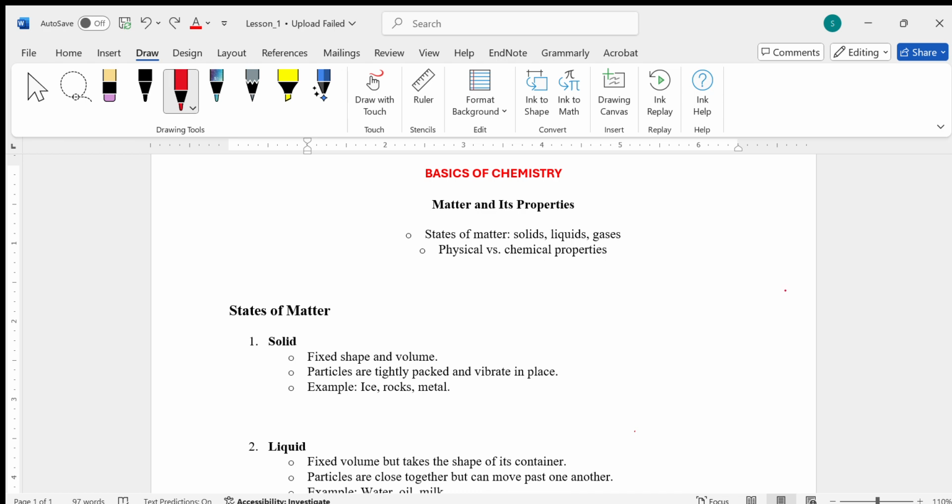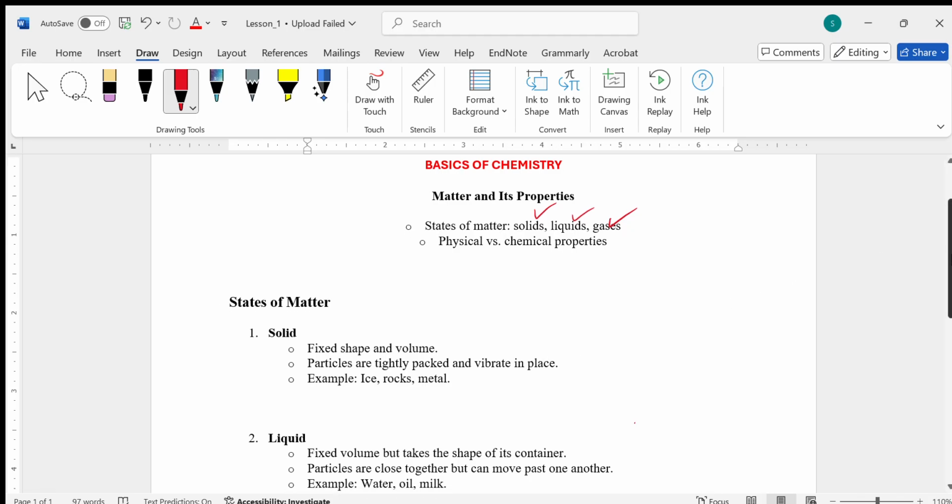Chemistry is actually very fun and cool. So today is my first lesson for you guys and I'll be talking about some basics of chemistry. So the first topic is matter and its properties. So there are three basic states of matter: solids, liquids and gases. And they also have separate physical and chemical properties.